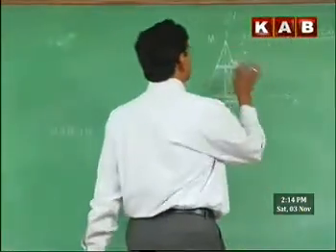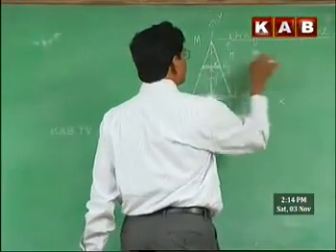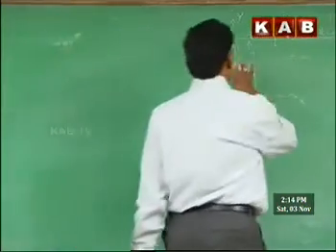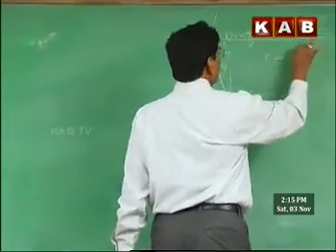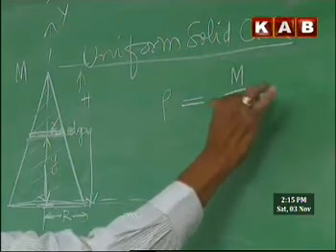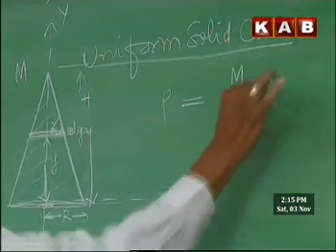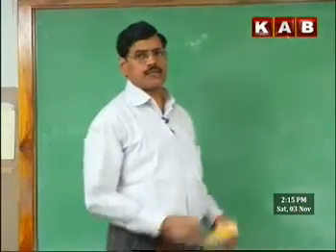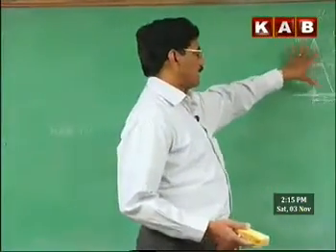So first thing is the mass of the disc. Before that, rho, the volume density of the cone. Mass of the cone is m, and the volume of the cone is pi R square h by 3. One-third pi R square h is the volume of the cone. Therefore, this gives you the density of the cone material.